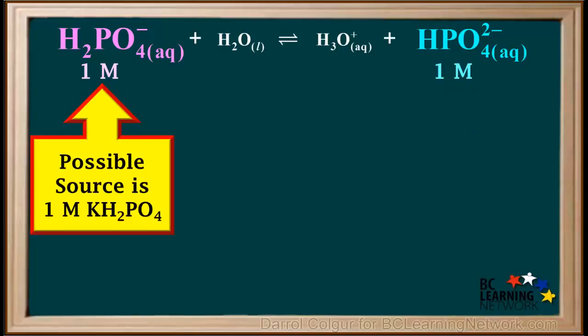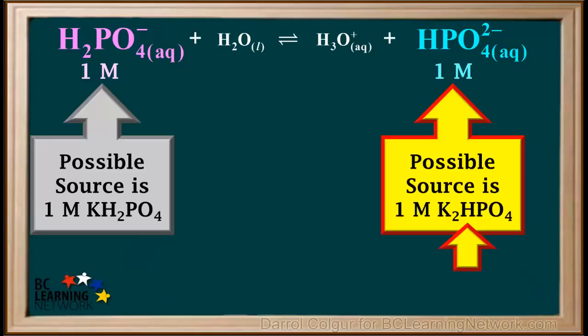Any soluble ionic compound which contains the dihydrogen phosphate ion would be a good source of this ion. An example is the soluble salt potassium dihydrogen phosphate. It dissociates into K+ and H2PO4- ions. K+ is a spectator ion, so it doesn't appear in the overall reaction, and we're left with H2PO4-.